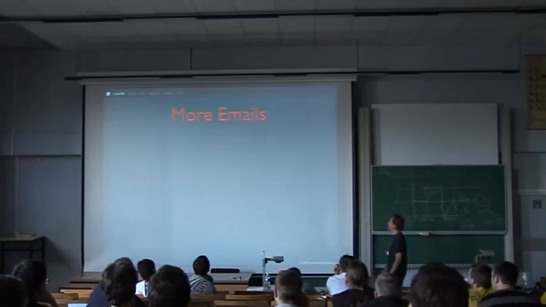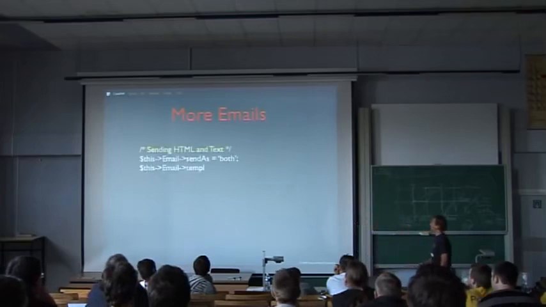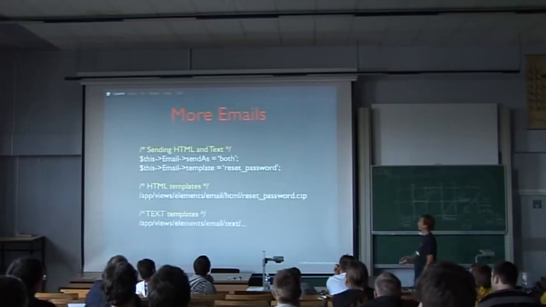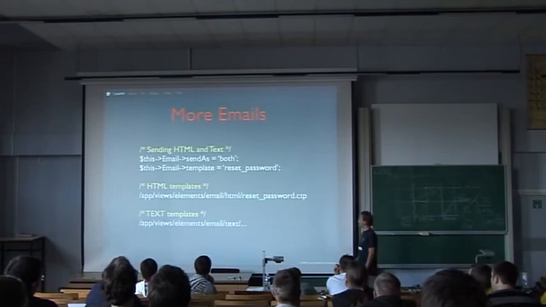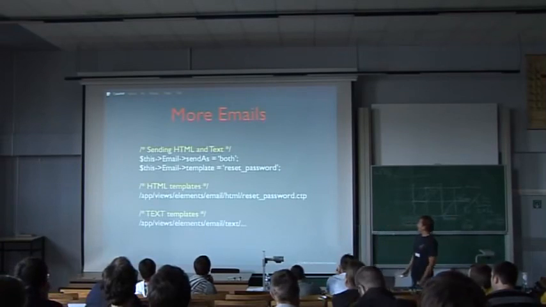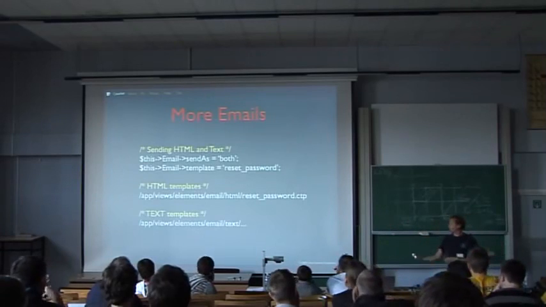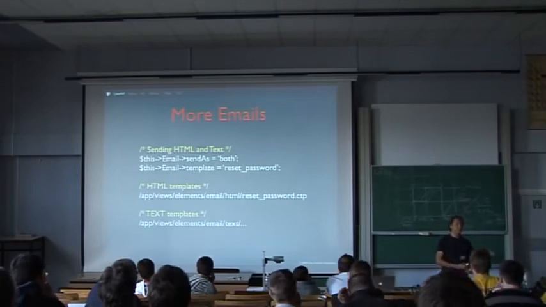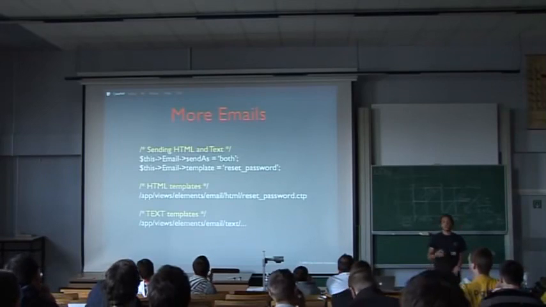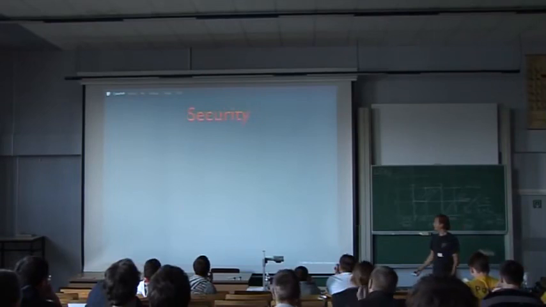And more on the emails here. We're going to send HTML and text. So this is going to have a template. Our template's going to be located in our elements directory inside of our views. And we can have a layout for this as well. So you can send both HTML and text at the same time. You can attach attachments. You can do a lot of different things with the email class.